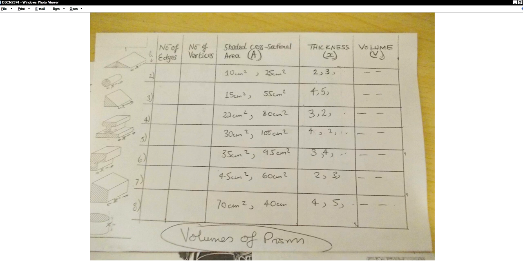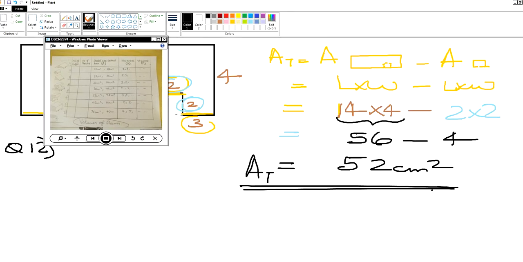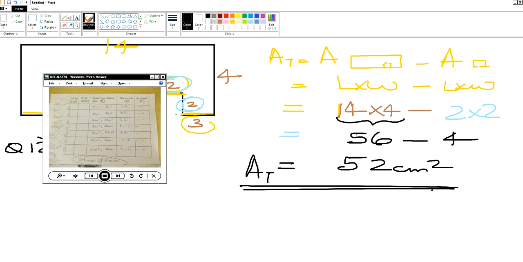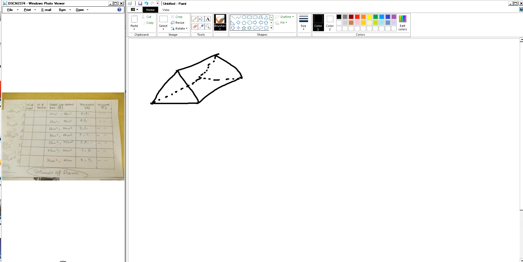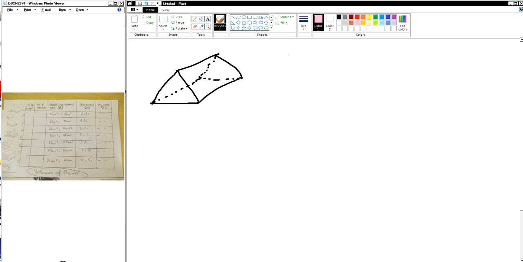Just give me a moment while I reduce this and share the size. Okay, just pause this. Here's your first shape, which is over here. I've just done a sketch of it. Now we're going to start counting the edges, and we're going to go over the edges in pink. So an edge is, that's an edge. That's an edge. That's an edge.